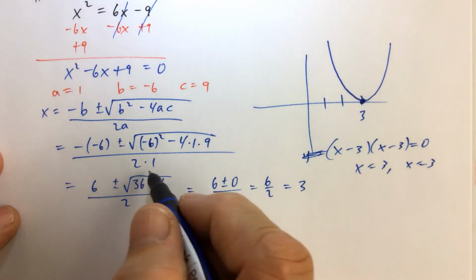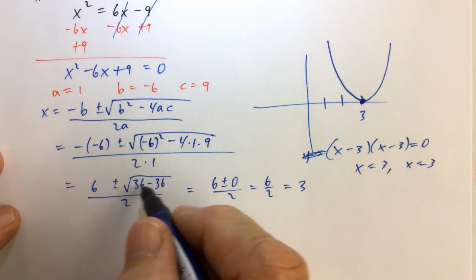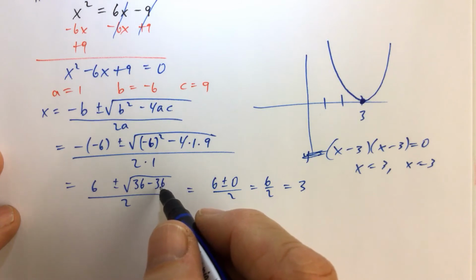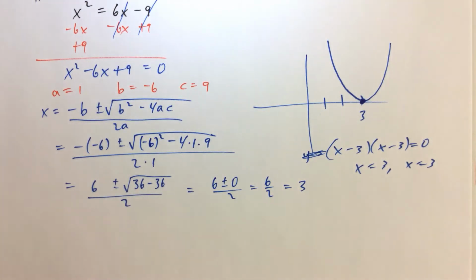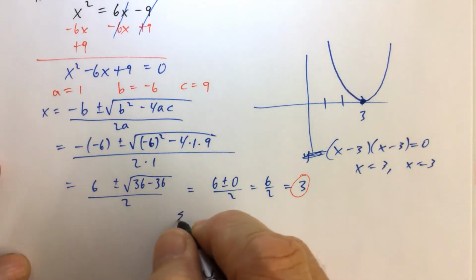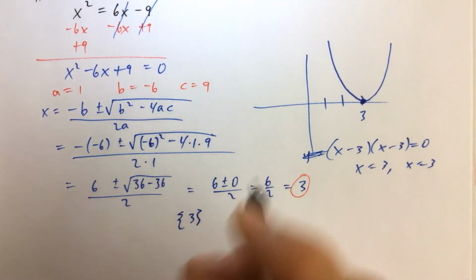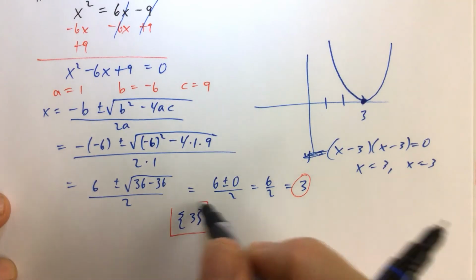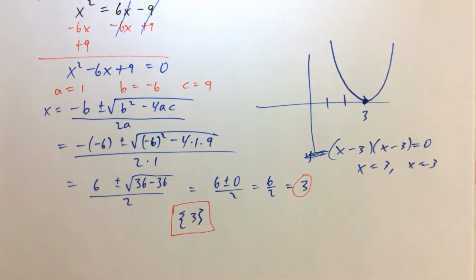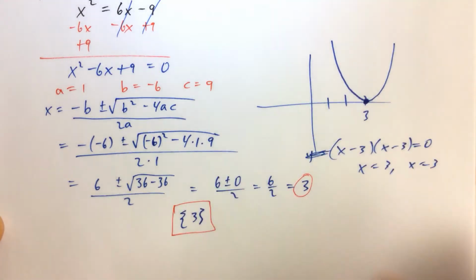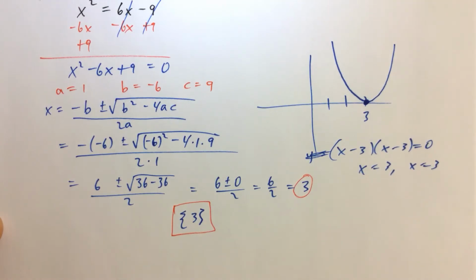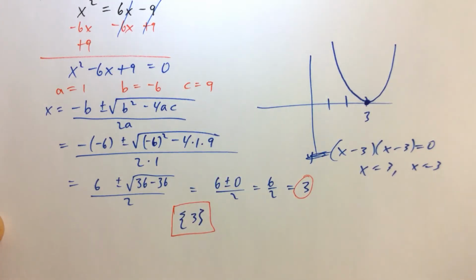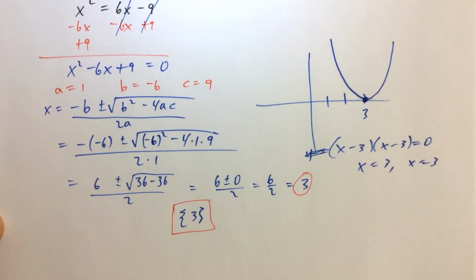But it's what happens when the discriminant, the b squared minus 4ac, is equal to 0. The plus or minus goes away, and it yields just one x value. So writing it the fancy way, x equals 3 is the only solution to that equation. When there's two solutions, it means the graph of the corresponding function crosses the x-axis twice, and when there's no real solutions, it means that the parabola never crosses the x-axis. So that's how that works.